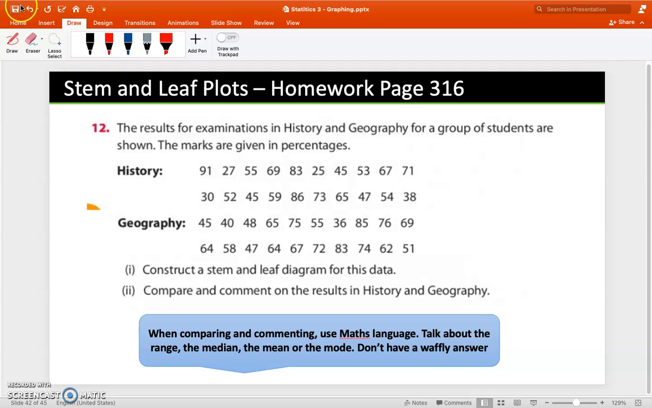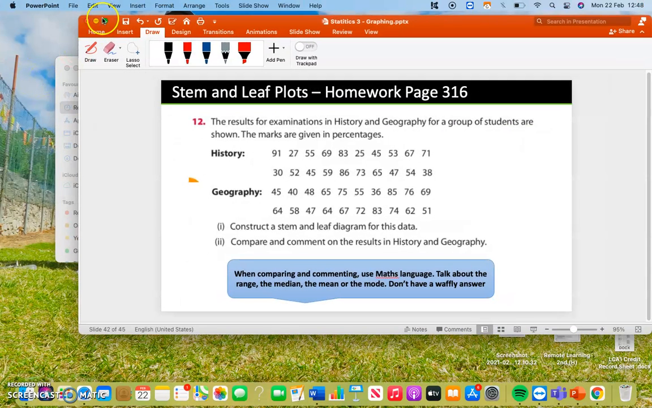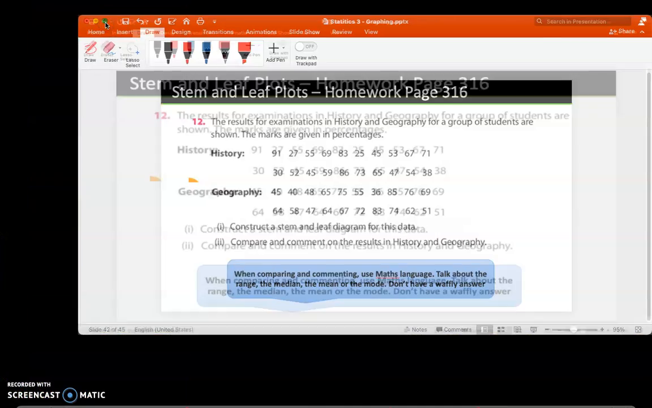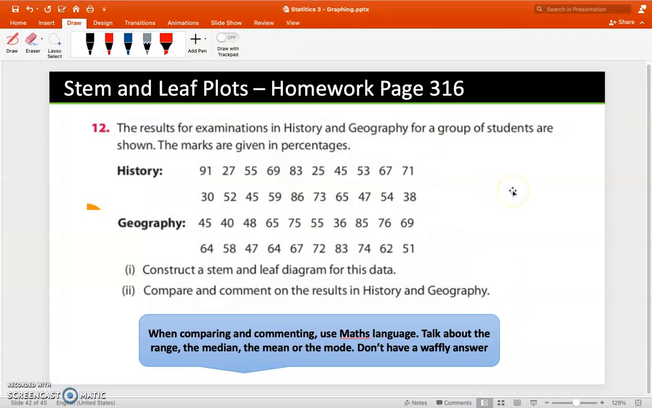Just checking for time. I know that we should have enough. So these are going to be your homework questions anyway, but I'm just going to get you started on question 12. So it's history and geography, so it's marks that it looks like 20 students got. You need to draw a back-to-back stem and leaf diagram and compare and comment on the results in history and geography. So this is probably your most important note in the blue box.